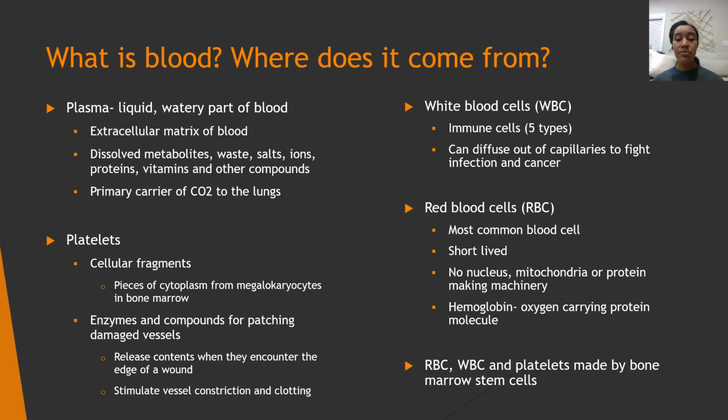Red blood cells, white blood cells, and platelets are all made in the bone marrow. So all of your immune cells, red blood cells, and these fragments that help you to heal are all made in your bones. So this is one reason why it's really important to make sure you take care of your bones, because they're more than just your skeletal system.